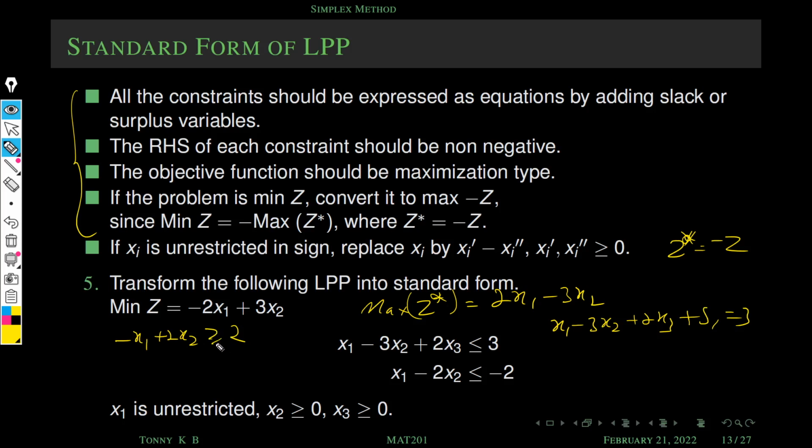So we subtract a surplus variable. Yes, so this is minus x1 plus 2x2 minus s2 equal to 2. So this is surplus, this is slack. Okay, then what about our variables?